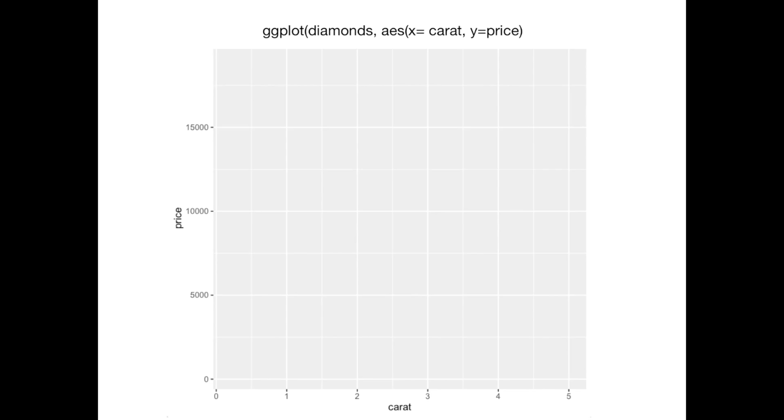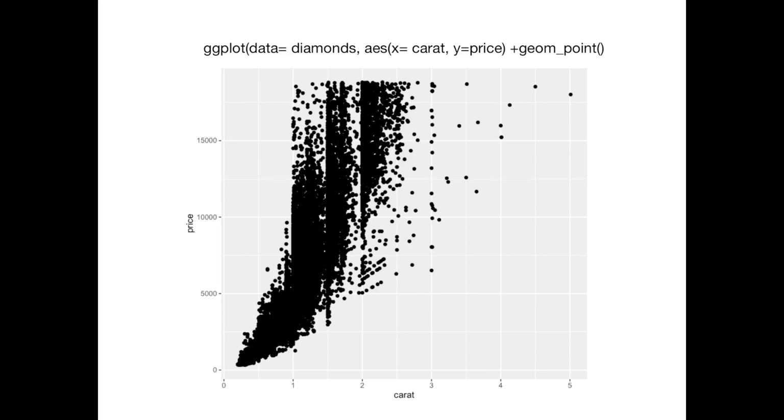So if we just type ggplot into the console, we'll get this blank screen. And then once we specify the data set and the variables within the ggplot function, we get this. You can see that we have the price and the carat labeling the x and y axis, but we don't have any points. And once we add the geom_point layer, we get a proper plot.